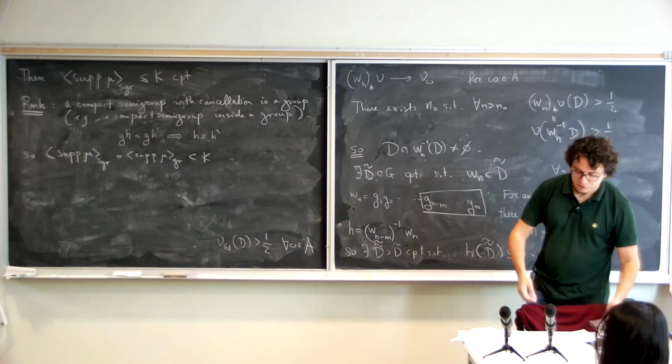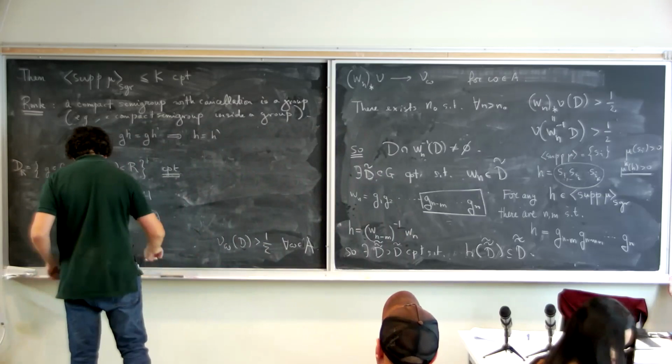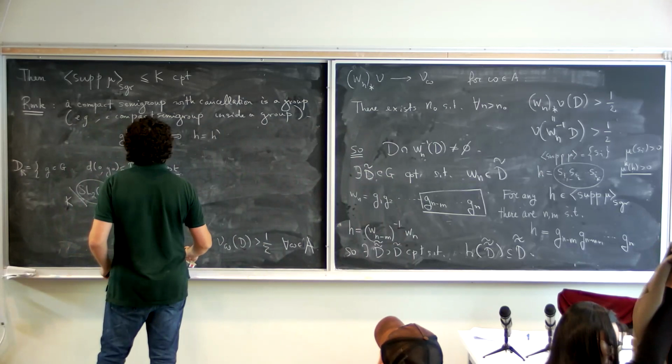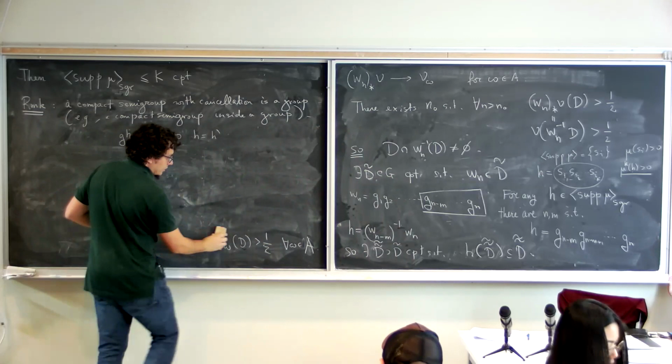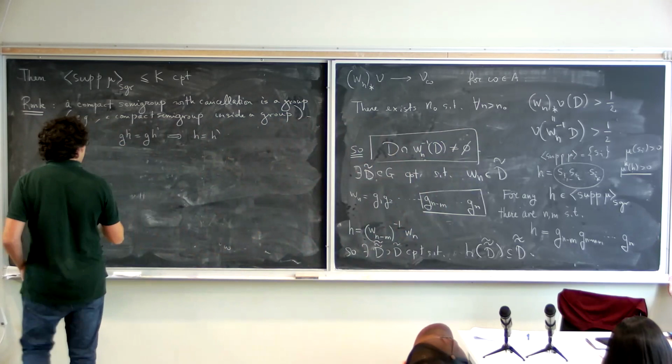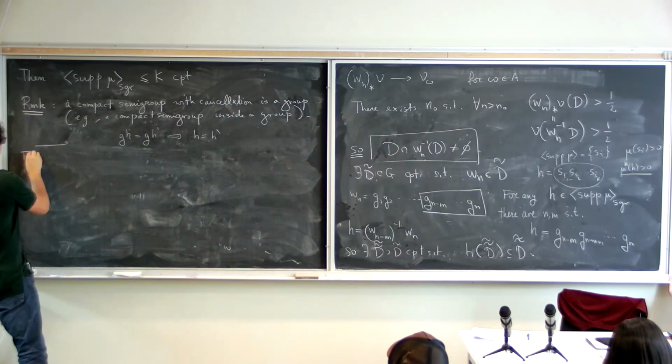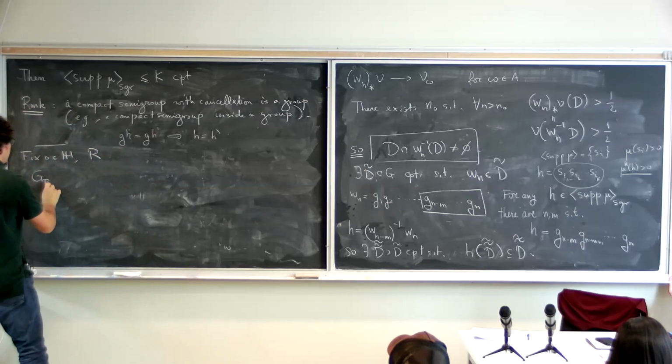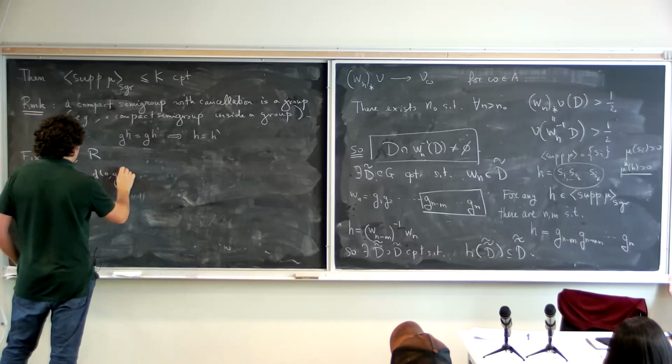Okay, so we can finish the proof, I think. So let me just recall. Yeah, maybe let me just point out one minor thing about this argument we said before. So here, if we have D such that D intersect W and inverse D is not empty, well, the compactness comes from this fact. So if I fix o, a point in H, and I fix R, then I consider G_R, the set of g such that d(o, g o) is less or equal to R.